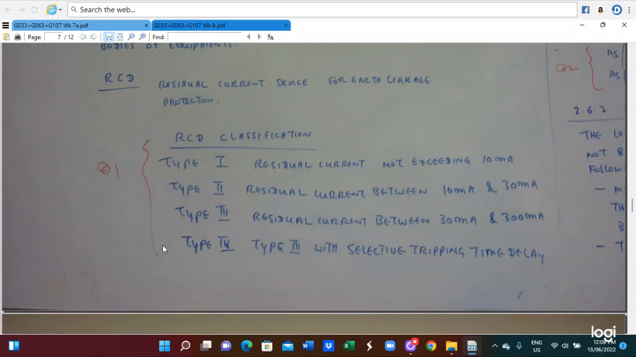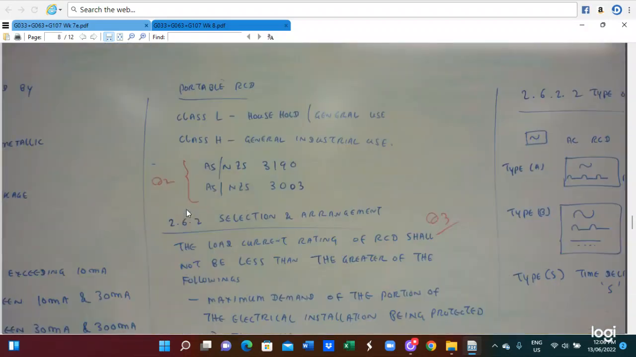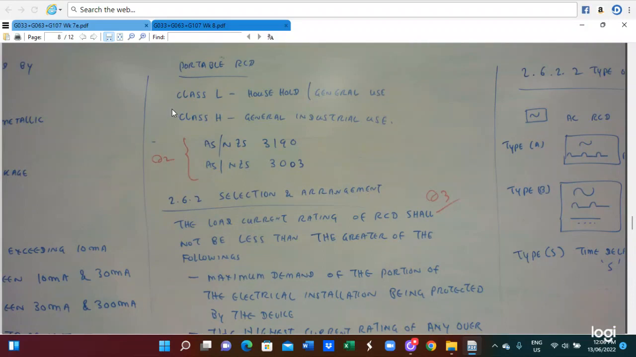Type 4 is a type 3 with selected tripping currents and time delay. So those are the RCD classifications. Also, for the portable RCDs, Class A is for household, so this is general use. Class A is for general industrial use. So we have to follow AS/NZS 3190 and 3003.